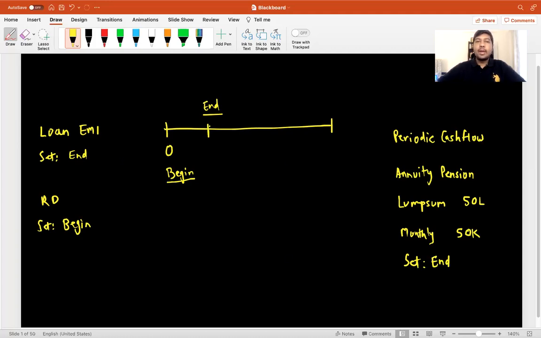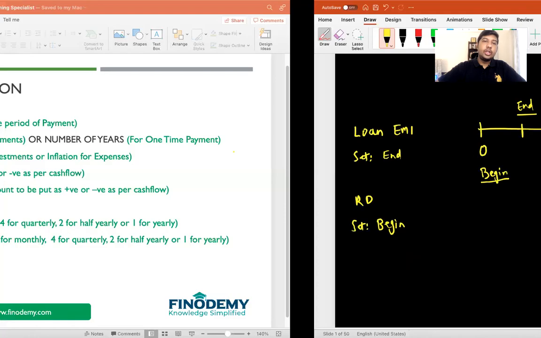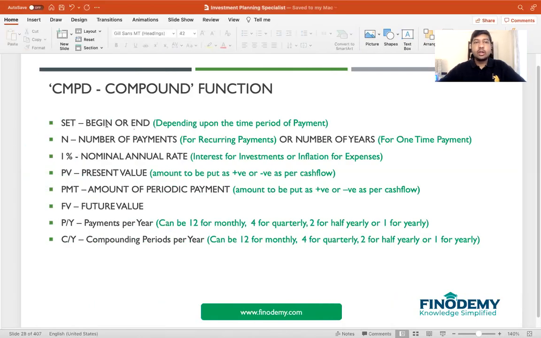Now, what is the impact of this set begin and set end on the end result? You will see that impact when I explain to you the other parts of this compound function. But for now, what you need to write is set could either be begin or end depending upon the time period of payment. When I say payment, I'm talking about the periodic cash flow.